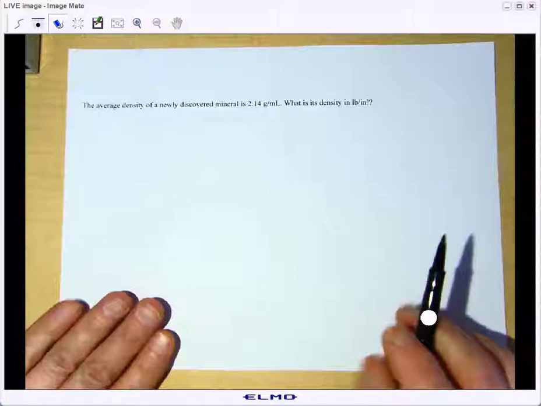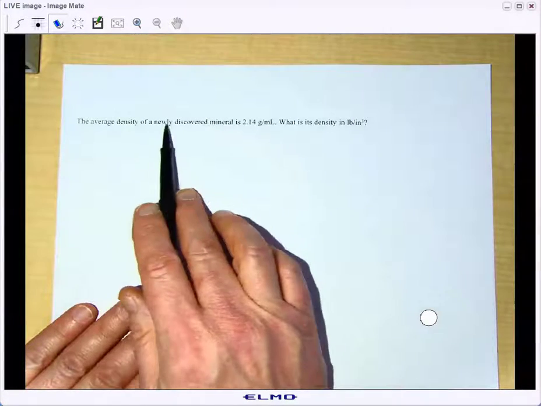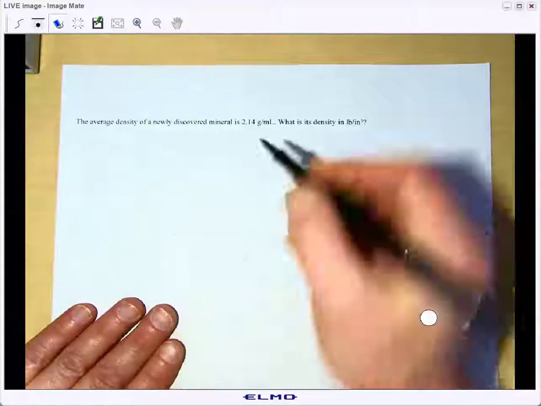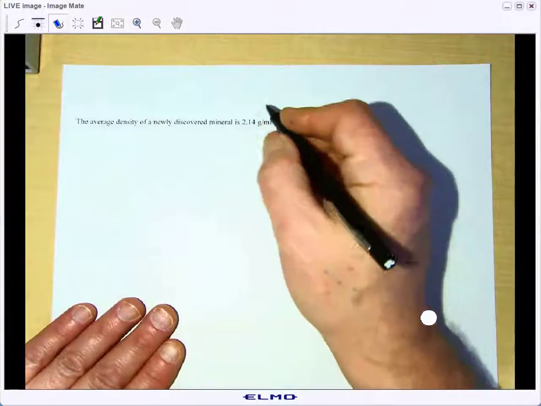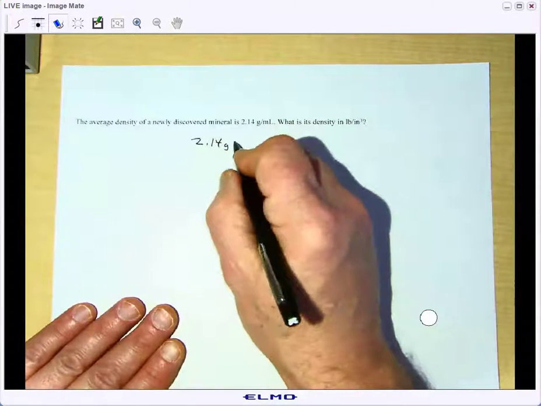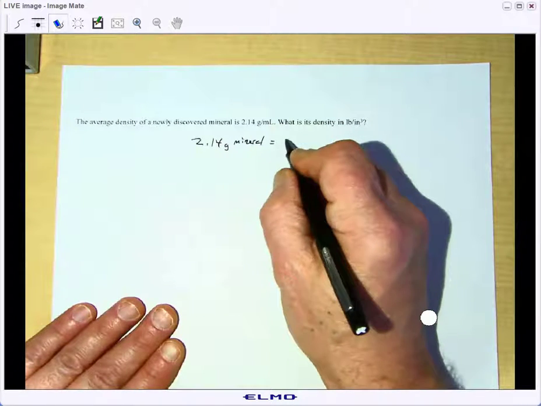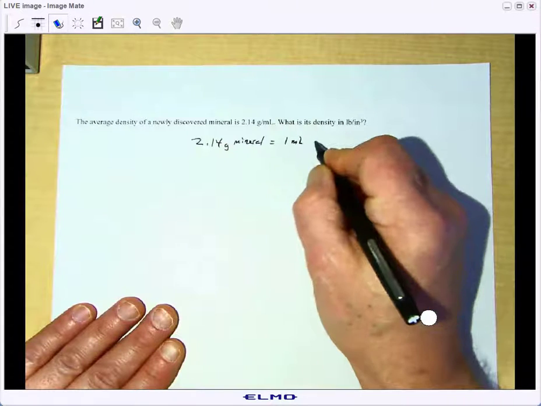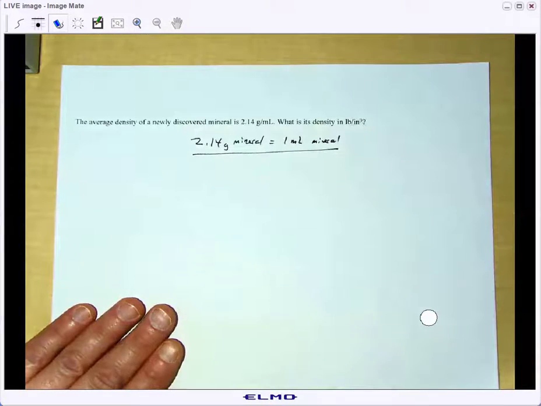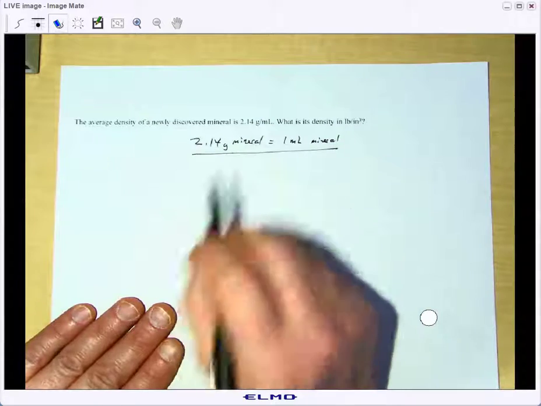Okay, this next question is a little bit more difficult than the last few that I've gone over. The average density of a newly discovered mineral is 2.14 grams per mL. Okay, what does this mean? This means that 2.14 grams of the mineral is equal to 1 mL of this mineral. Right? That's all this is saying. That's the density of this. It's saying that the density of this particular mineral is 2.14 grams for every mL.